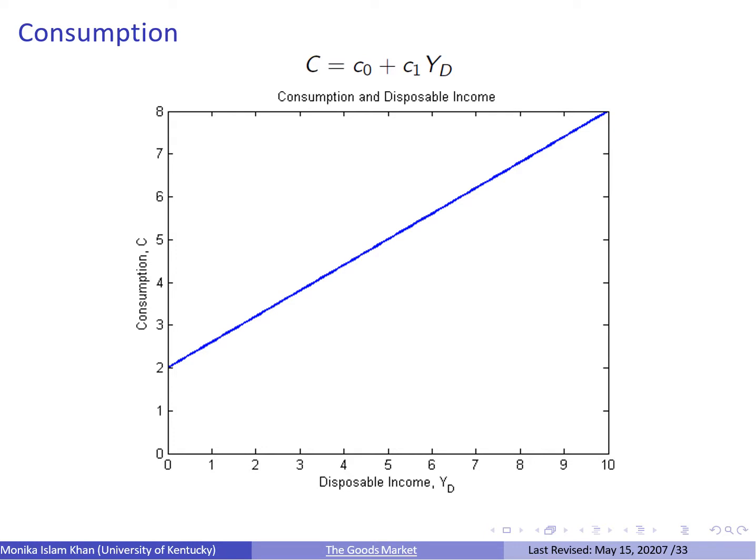Graphing the linear consumption function with consumption on the vertical axis and disposable income on the horizontal axis would yield the line graph in the figure, where C0 in this equation is the intercept of this line, and C1 here is the slope of this line.